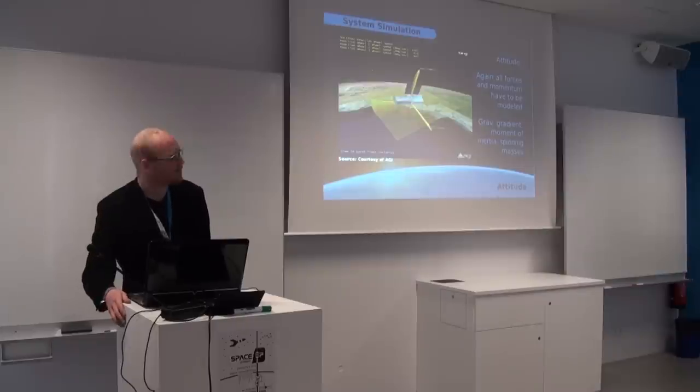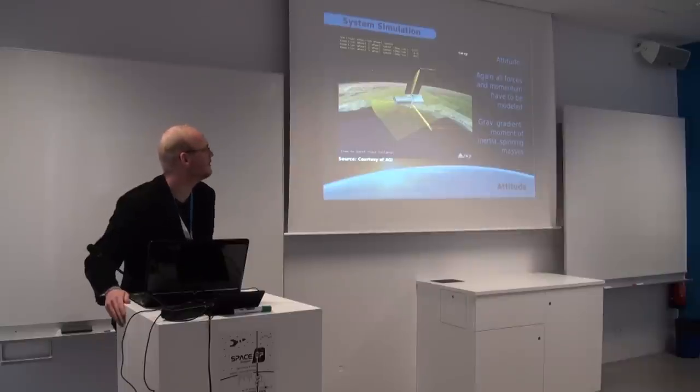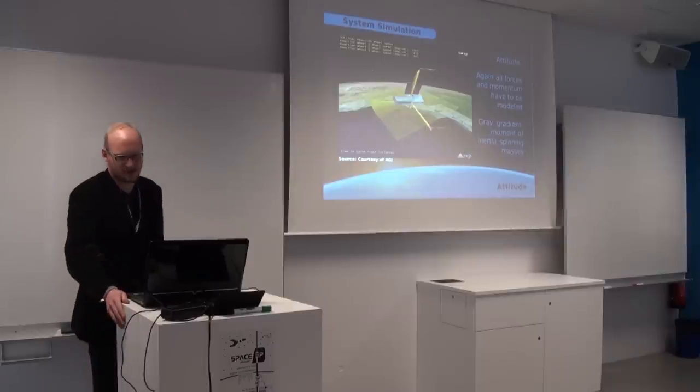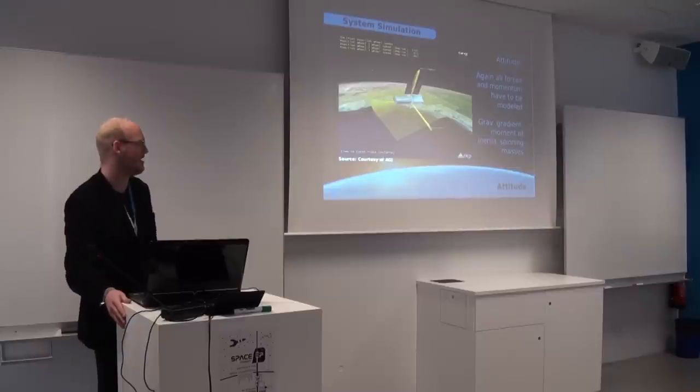You have to propagate the attitude of your satellite. As you heard, you have attitude thrusters on your typical satellite, or you have reaction wheels, or any other sensors and also actuators, which are modifying the attitude of your satellite. So you have the gravity gradient, the moment of inertia, spinning mass, and reaction wheels.